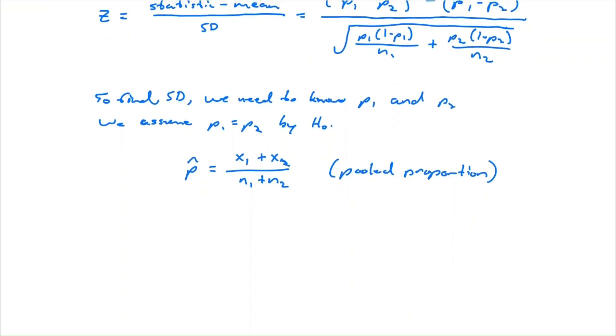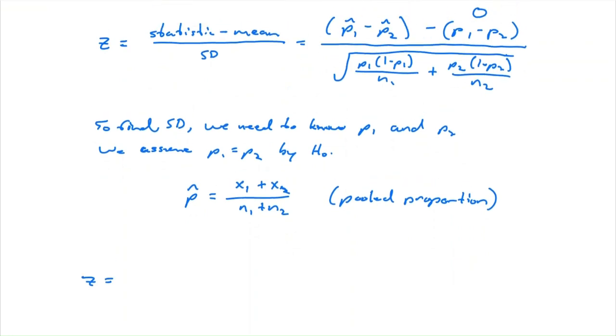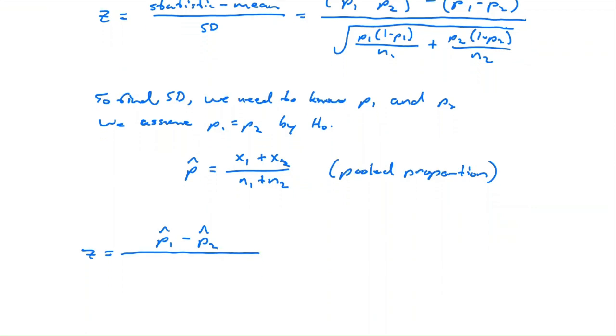And what that does then is it changes our formula. Because now, again, assuming that P1 minus P2 is 0, we don't really need that second part. So I'm going to simplify this quite a bit. The numerator then just becomes the difference in the sample proportions. In the denominator, I'm going to write this two different ways, but instead of P1, P2, we're just going to use this P hat. So I'm going to take the square root of P hat times 1 minus P hat divided by N1 plus P hat times 1 minus P hat divided by N2.